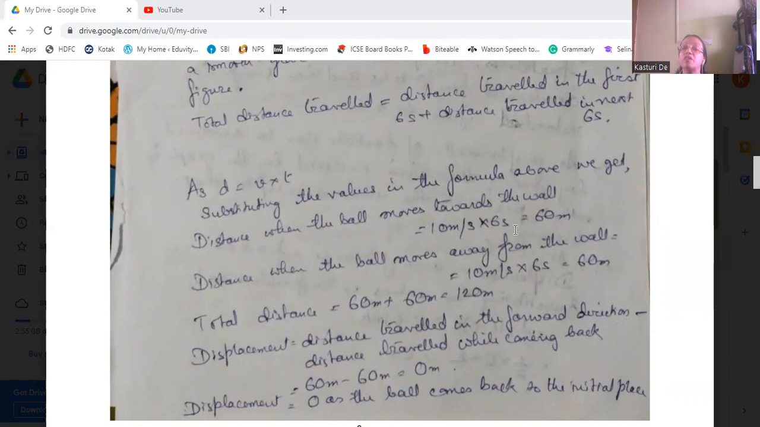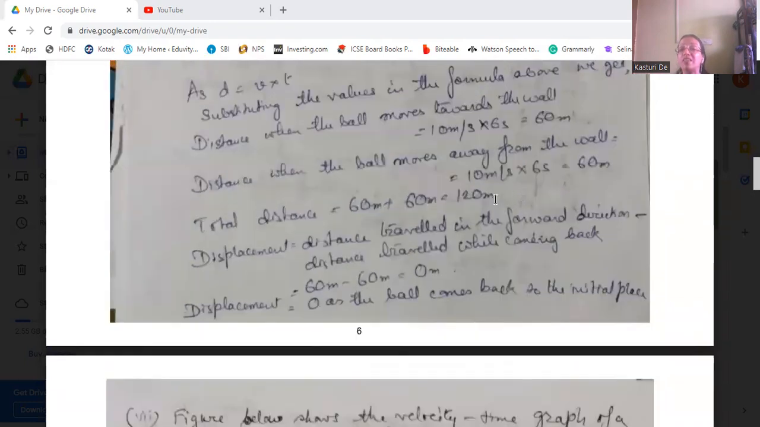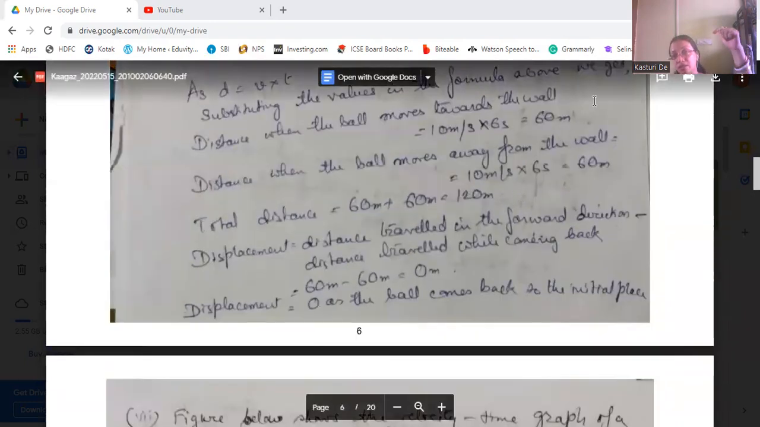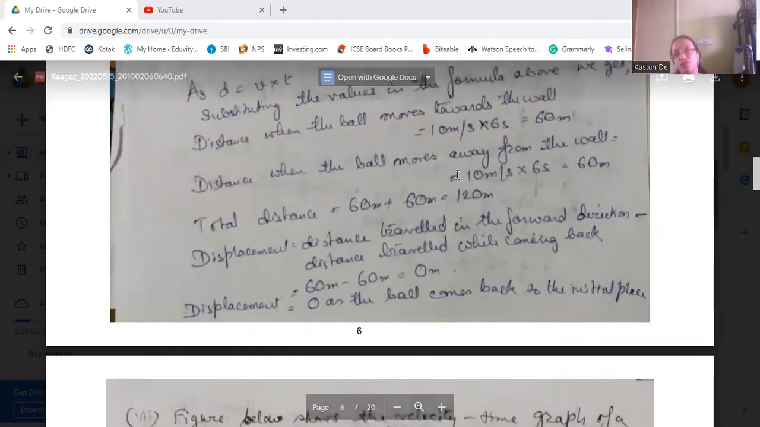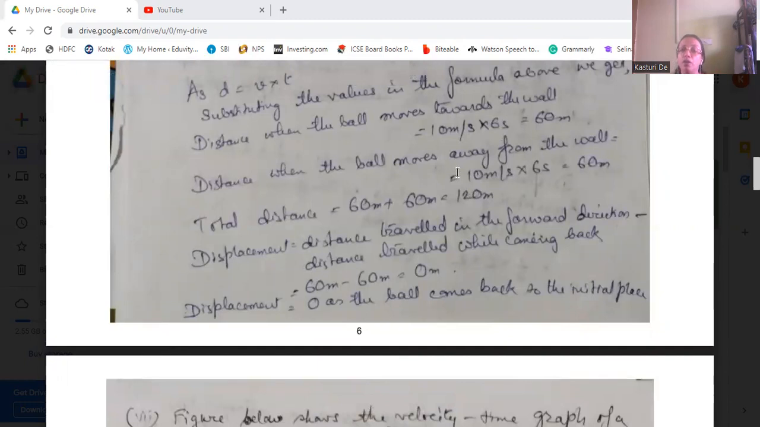The displacement will be what? 60 minus 60, because it's coming down, reaching the zero velocity point, and then it's going down. It's retarding, and then it is moving on to the negative side. So it's moving back from the wall, so the displacement is reversed. So that will be 0 meters because it's reaching the starting point. It comes back to the initial place.